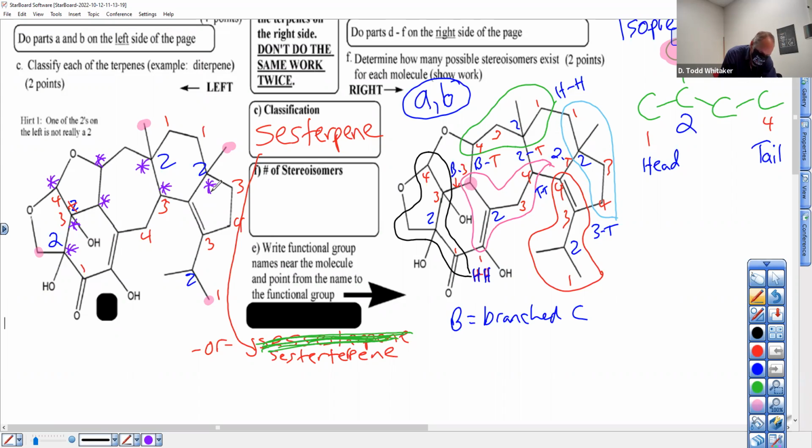So the answer to part F, 2 to the power of how many stereo centers? 3, 4, 5, 6, 7, 8, 8. Please don't panic on me now. 256. Oh, wow. How'd you do that?